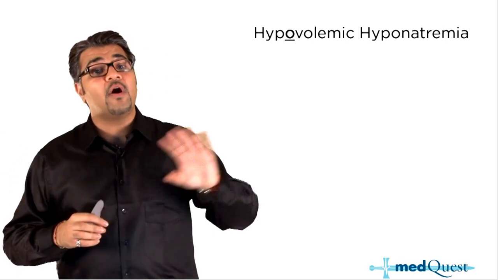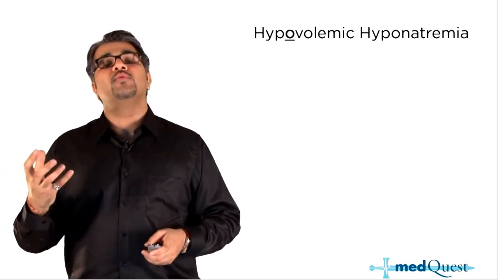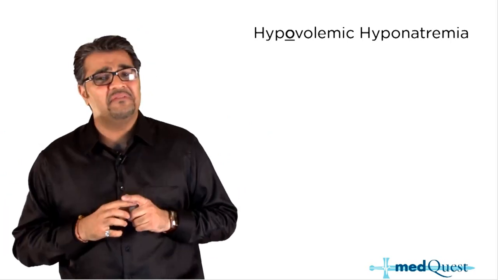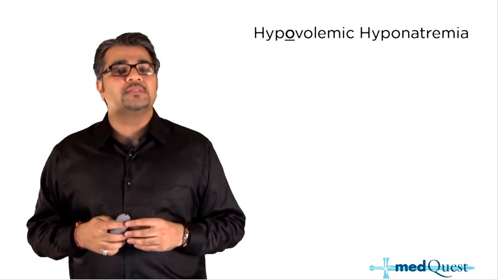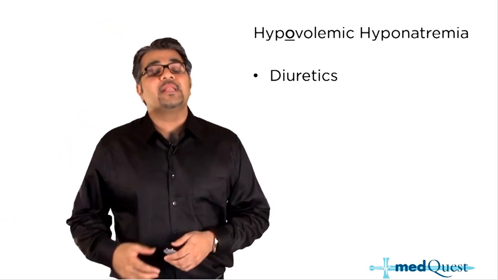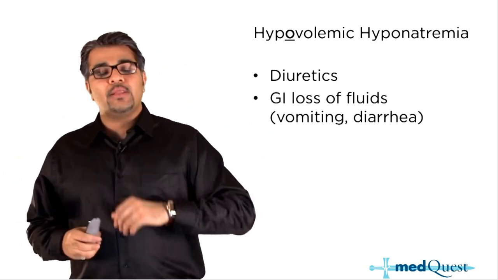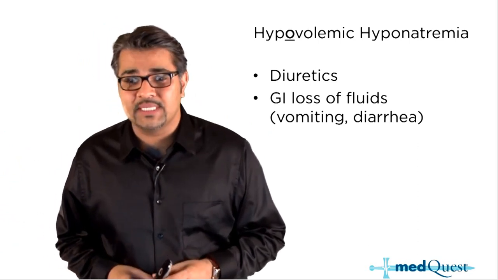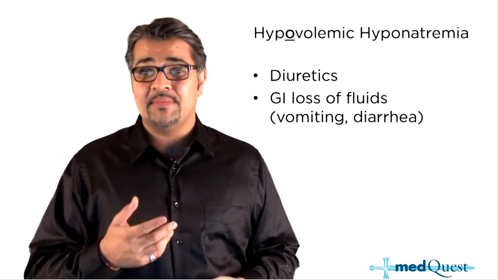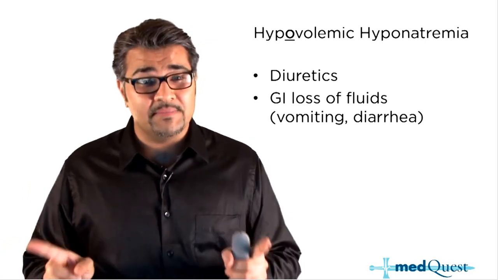What about the others, far end of the spectrum? Hypovolemic hyponatremia. He's just so hypo. He's tiny. He doesn't have enough sodium. Well, what are some causes here? Number 1, diuretics will do it too. Diuretics will leach your body of fluid and sodium as well. GI loss of fluids is one of the most common that you're going to see. This is vomiting and diarrhea, or it could be both at the same time.